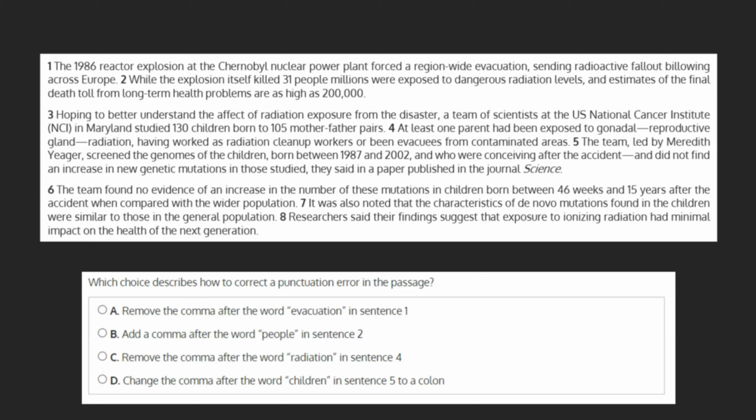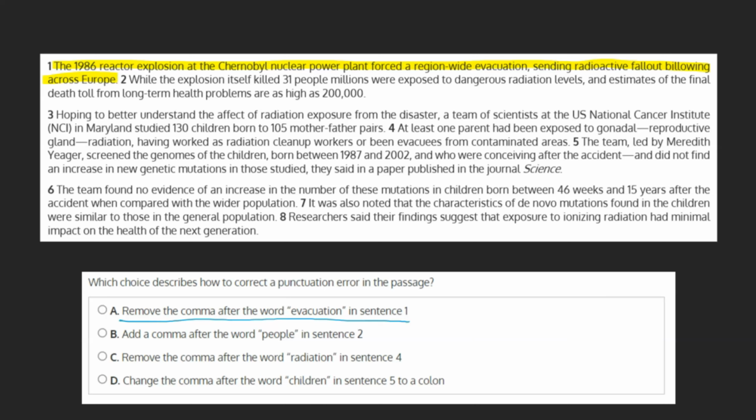Let's go through our choices, implement the changes they're suggesting, and see if they're appropriate. A. Remove the comma after the word evacuation in sentence 1. The 1986 reactor explosion at the Chernobyl nuclear power plant forced a region-wide evacuation, sending radioactive fallout billowing across Europe. The comma after the word evacuation is necessary here.